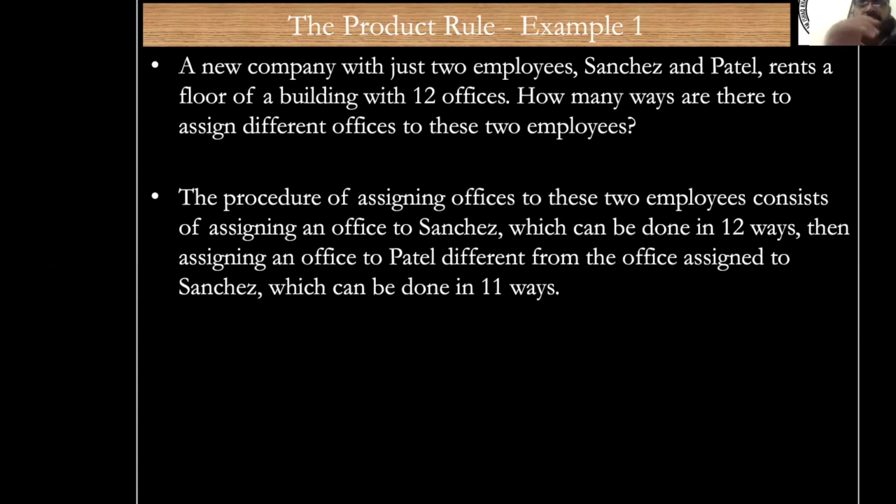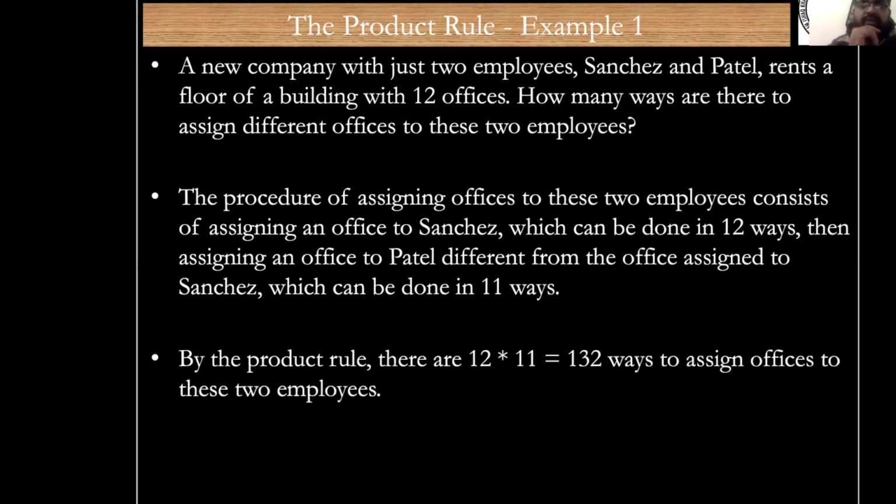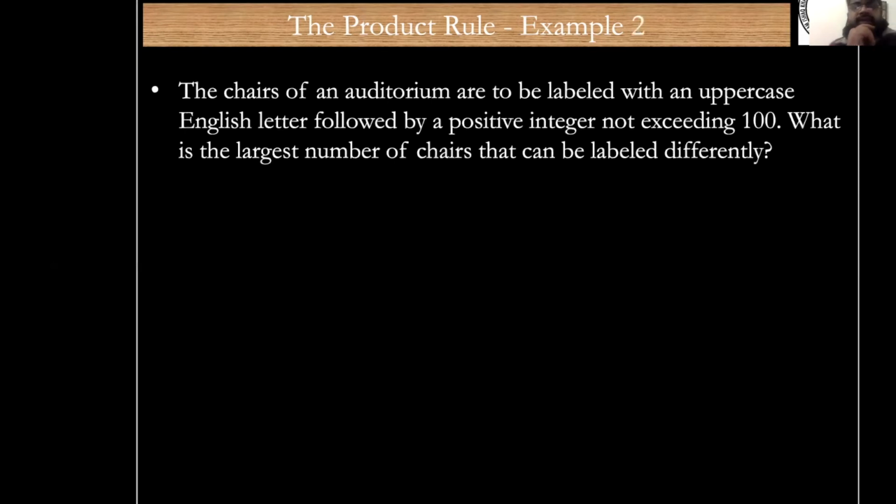So here's the working of it. The procedure of assigning offices to these 2 employees consists of assigning an office to Sanchez, which can be done in 12 ways, then assigning an office to Patel, different from the office assigned to Sanchez, which can be done in 11 ways. So by the product rule, there are 12 into 11, which is 132 ways to assign offices to these 2 employees. So let's take another example.